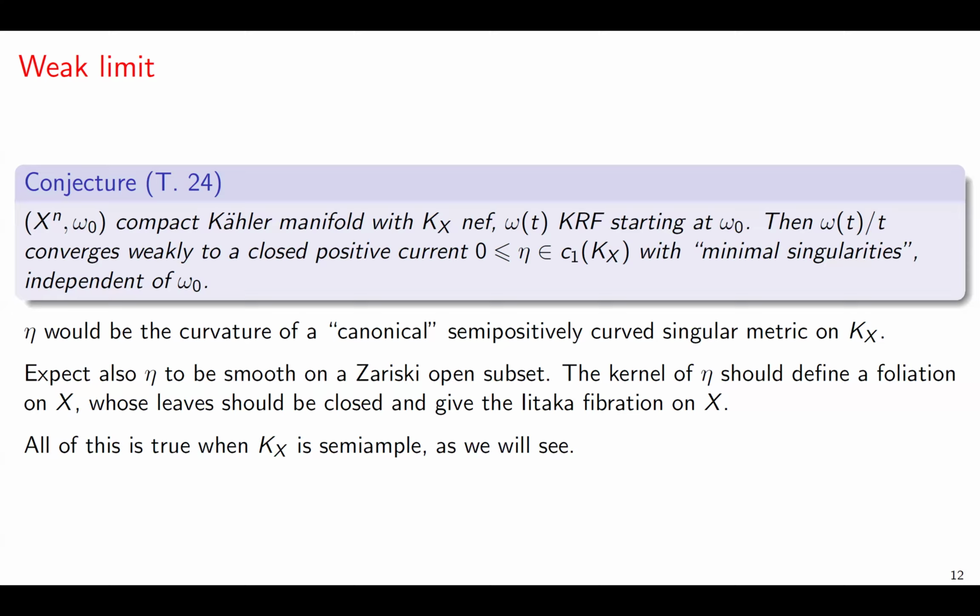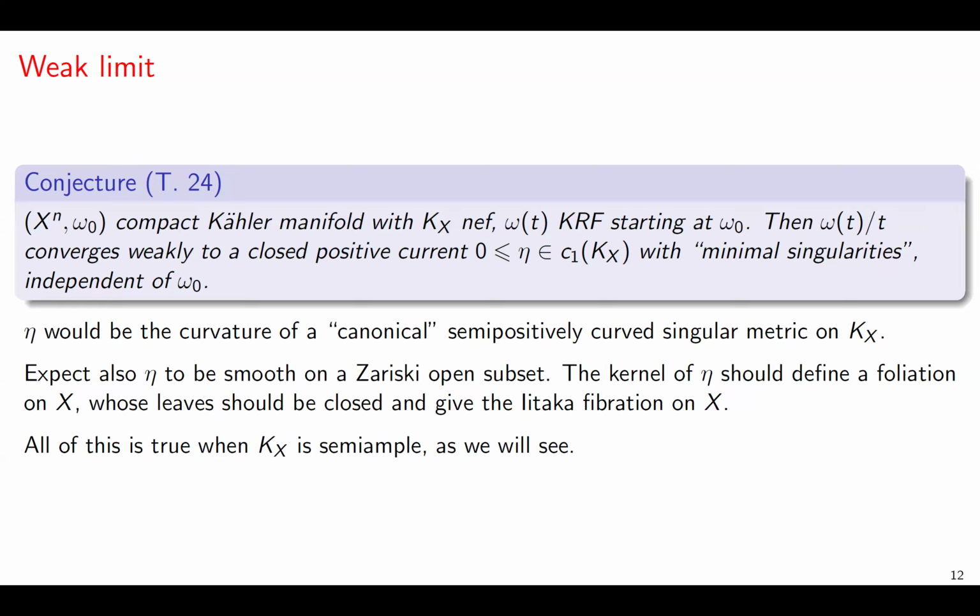So this eta would be the curvature of a semi-positively curved singular metric on K_X. I call it a canonical metric. Sorry, it's kind of a pun. A canonical metric on the canonical bundle. It's canonical because it would depend only on the complex structure of X. So it would be a God-given singular Hermitian metric on K_X with no negative curvature, which comes as a canonical limit of any of these flows. So I believe this object should be important, but the conjecture says that there is a unique such object.